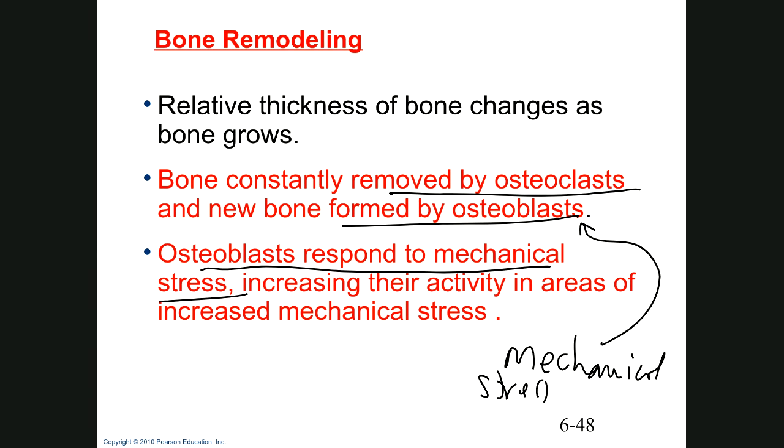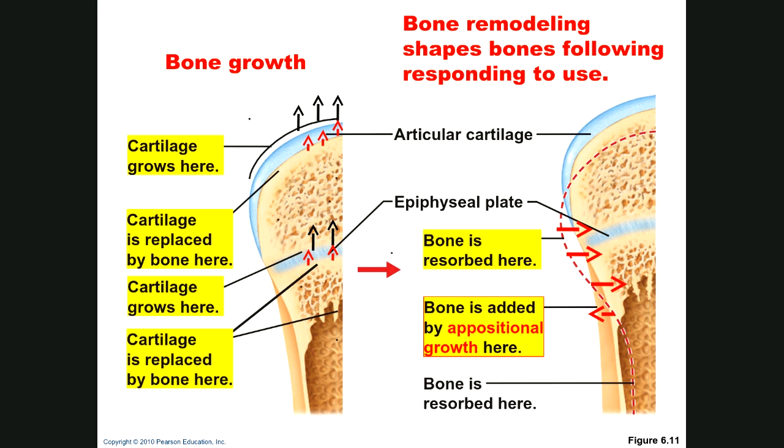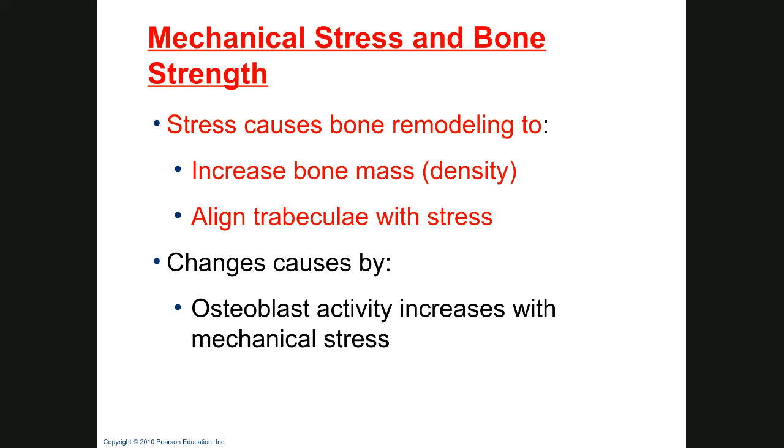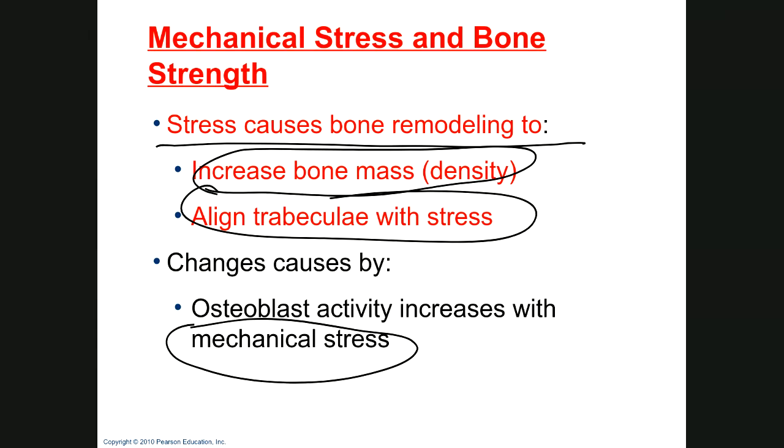Mechanical stress stimulates osteoblast activity. So in the places where there is more stress, the bone will become thicker. In places where there is less stress, osteoclasts will eat up the bone and the bone will become thinner. Okay, so that's how bone is modeled into its shape. So mechanical stress causes remodeling to increase bone mass in the areas we're using, and to align the trabeculae in the direction of the stress. So when we're talking about stress, we're talking about mechanical stress.